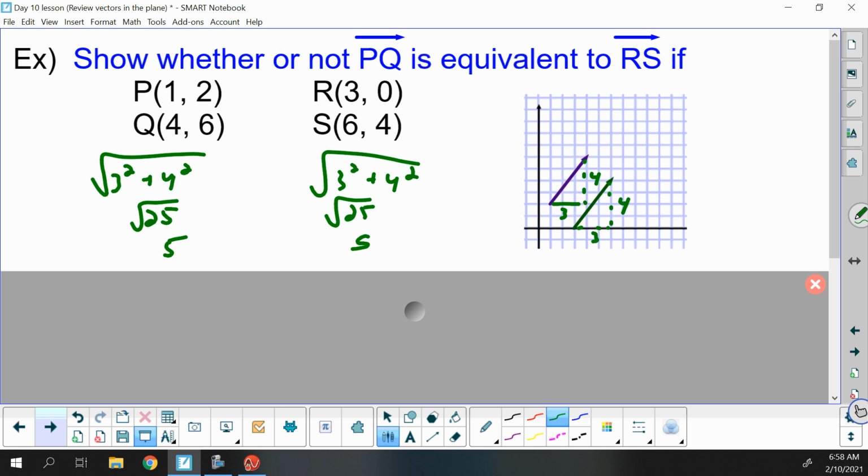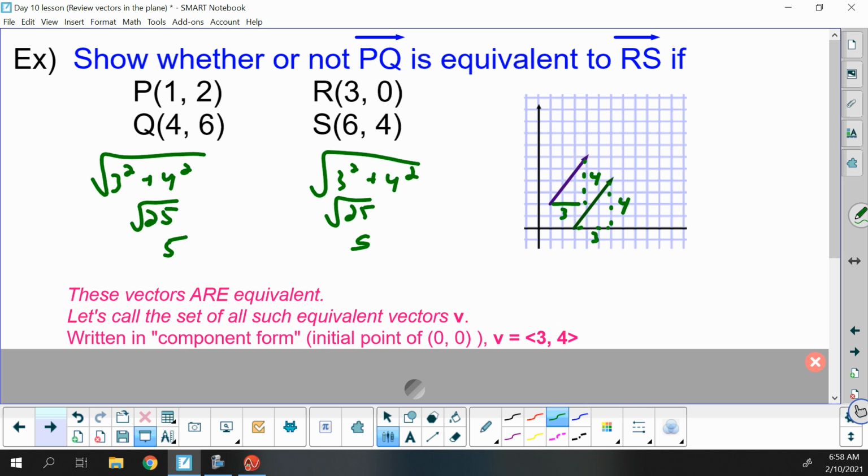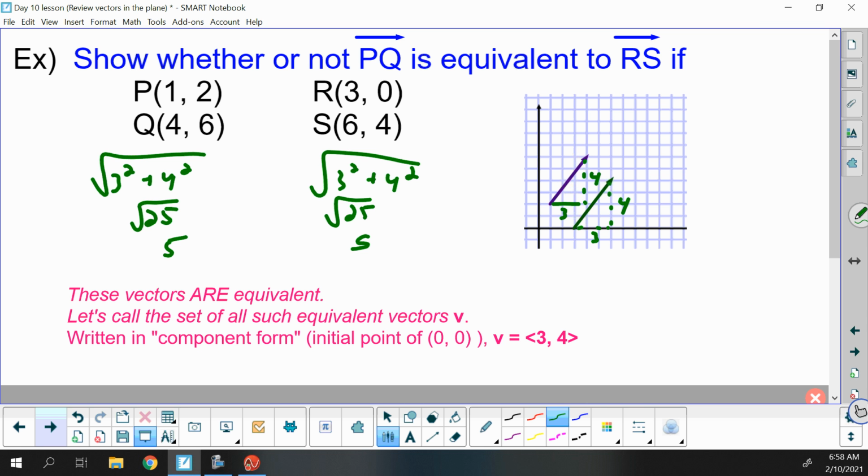So we would have a magnitude of 5 for each of those. So these vectors are equivalent. And since each of them went 3 to the right and up 4, we could say that they could both be written in the same component form. Component form is when the initial point is at 0, 0. So imagine if we slid them to start at 0, 0, they would both have the same component form for our vector of 3, 4.